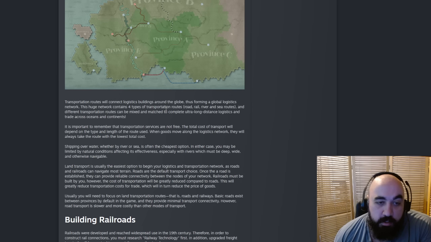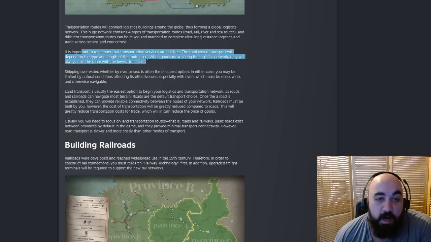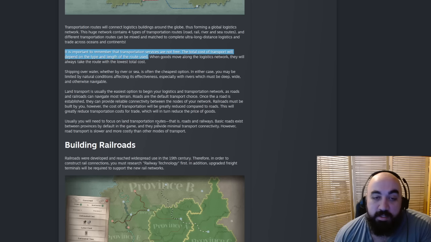Road, rail, river, and sea routes, and different transportation routes can be mixed and matched to complete ultra-long distance trade across oceans and continents. It's important to remember that transportation services are not free. The total cost of transport will depend on the type and length of the route used, which is a deeper portion of the simulation, completely lost by Mappy. Mappy doesn't care whether you go one province over or the complete other side of the globe, same cost.